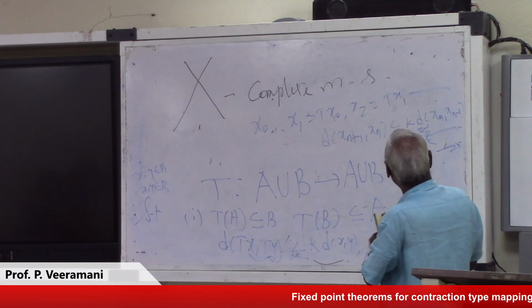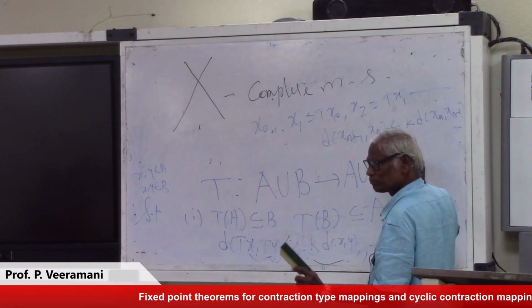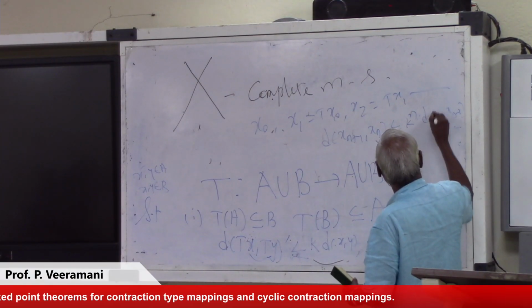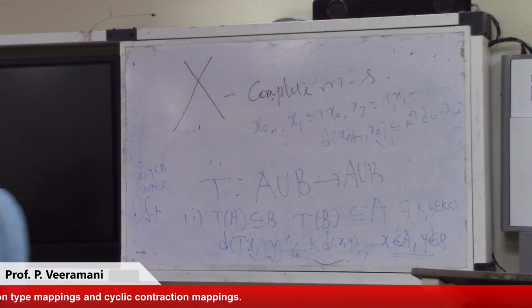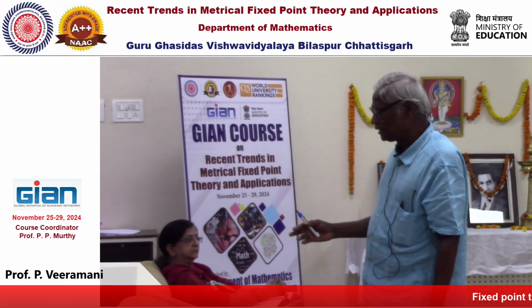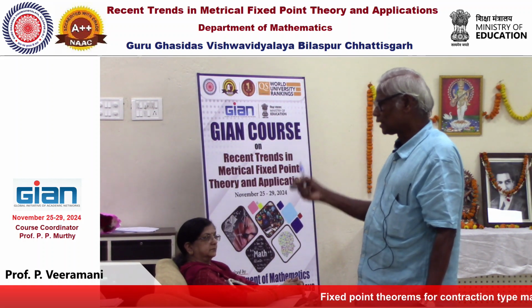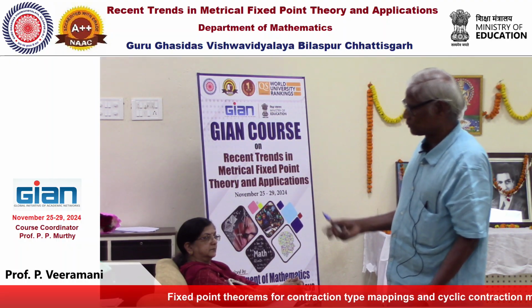Once you prove this is k to the power n into some fixed number, not variable, then using that we prove it is a Cauchy sequence. Then that converges, whether it is Kannan type or Banach contraction, we do the same thing. Immediately we will be able to prove this. Then that will become a Cauchy sequence, by completeness it converges, and that point is a fixed point.